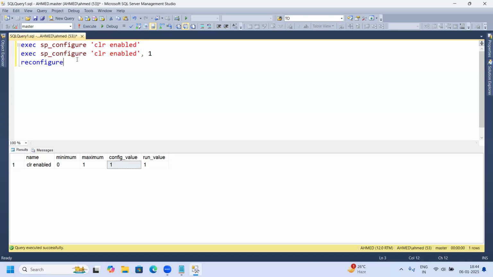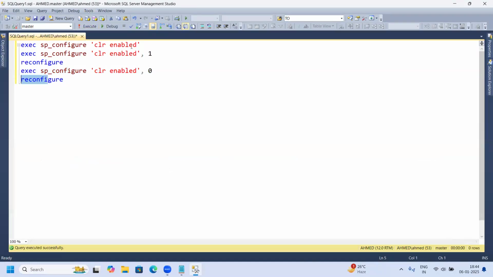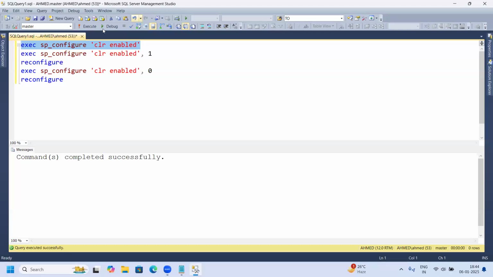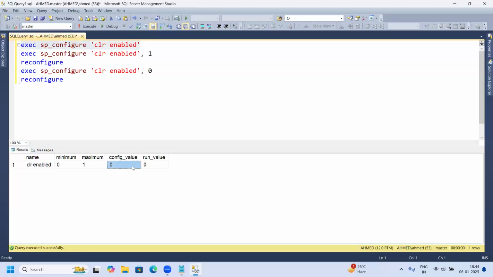Then whatever CLR integration related code you have, execute it. Once you feel you're done, disable it again. Copy, set 0, and RECONFIGURE. First disable it, then reconfigure. Again check. Disabled.